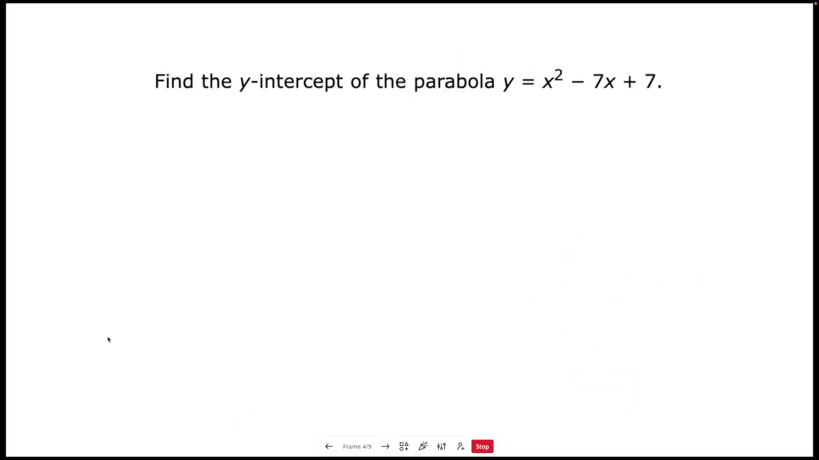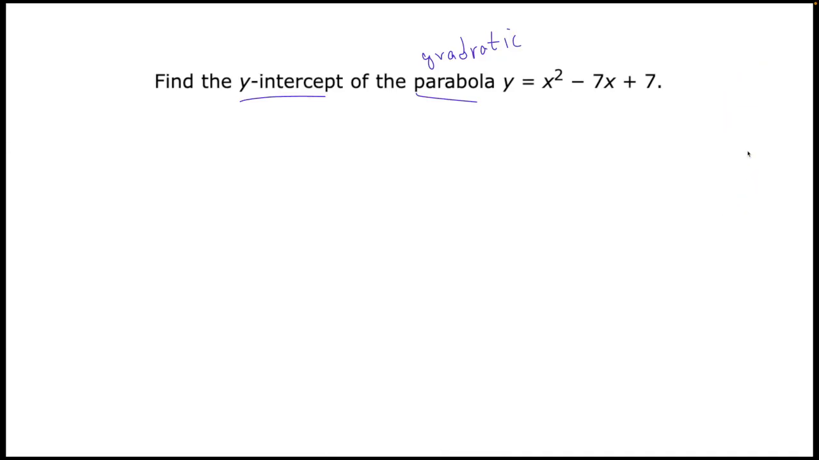This says find the y-intercept of the parabola. Parabola is just the fancy word for the quadratic graph. That's the shape, right? So it's either an upside down U, a frowny face, or a U, a smiley face. Okay, that's just the shape.